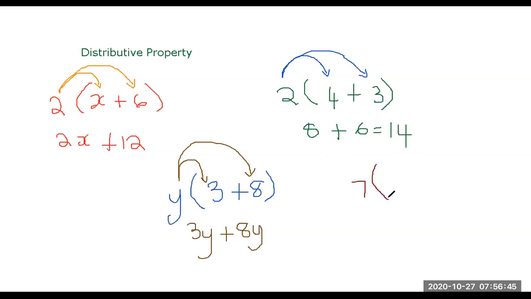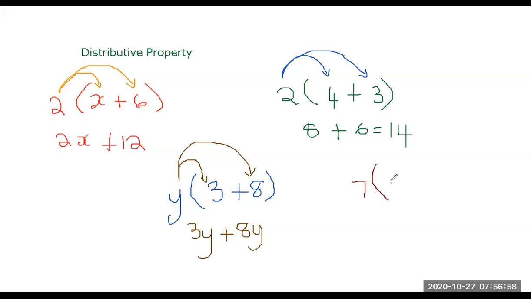7 times (z + 2). I'm just going to go ahead and draw my arrows. That's the first thing I do. Whatever's on the outside, I draw my arrows to whatever's on the inside. So since there are 2 terms inside, I draw my arrows to both terms. So this gives me 7z plus 7 times 2, which is 14.